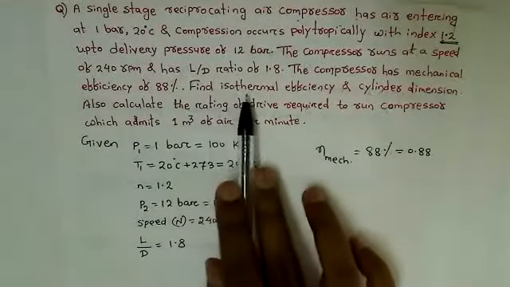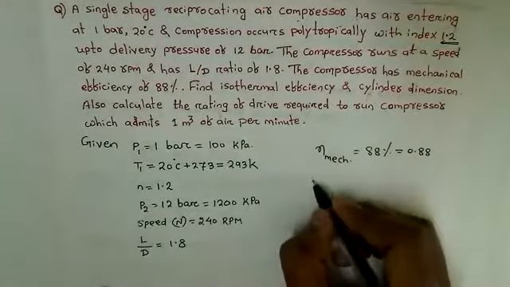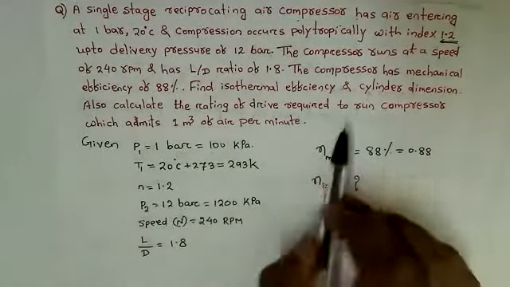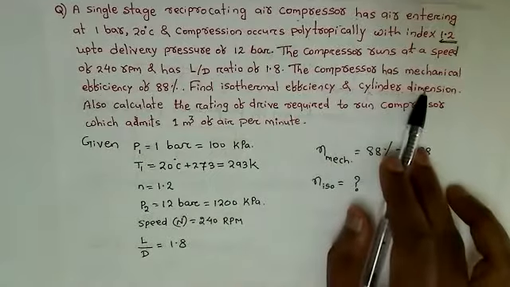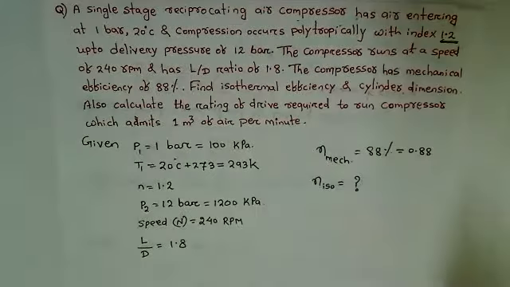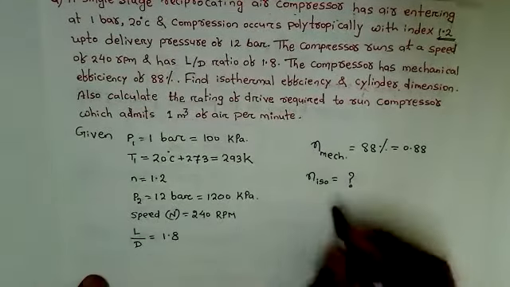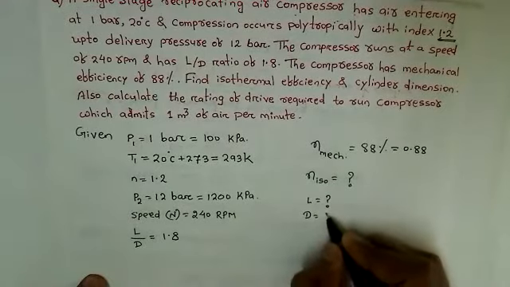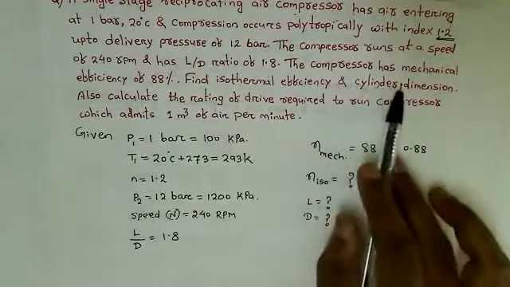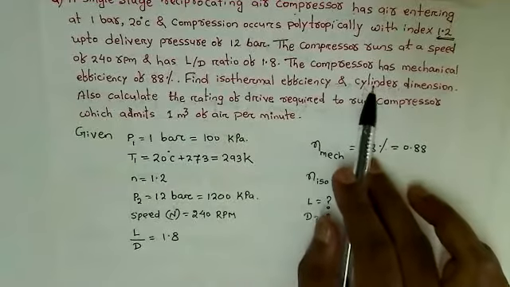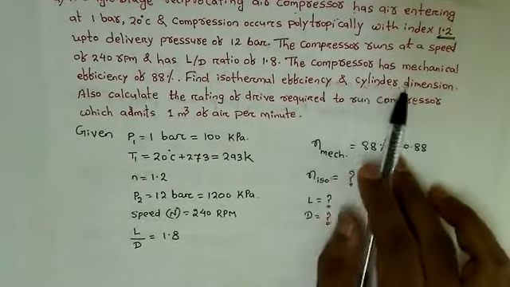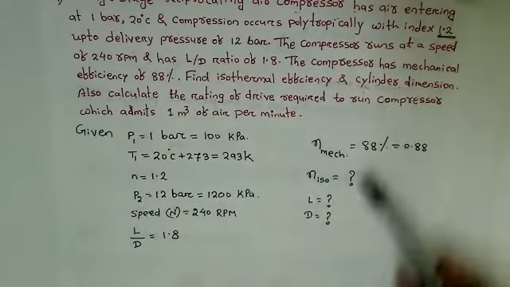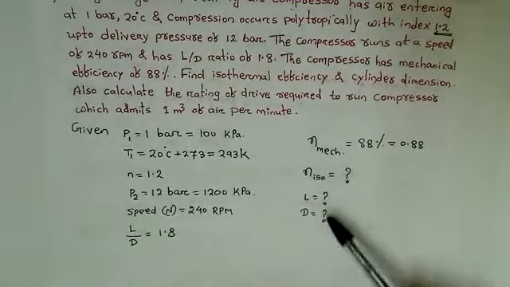Find out the isothermal efficiency. Okay, isothermal efficiency we have to calculate. Cylinder dimension means the length and diameter we have to calculate. What is the length, and what is the diameter of the cylinder? This is called cylinder dimension. Because if you see a cylinder, it will have a diameter and a length. These two dimensions, length and diameter, we have to calculate.